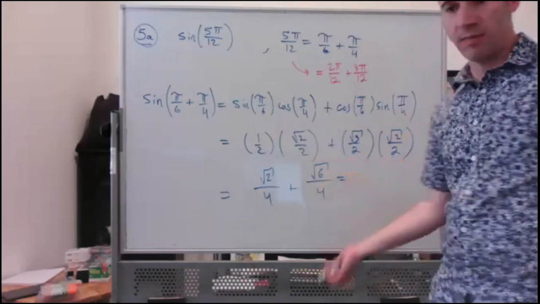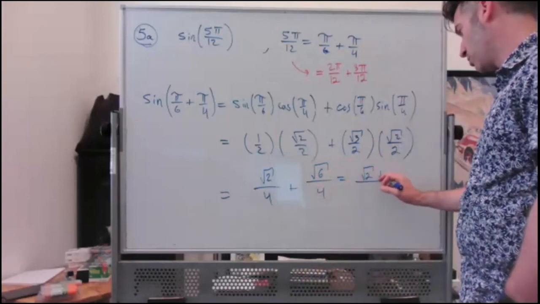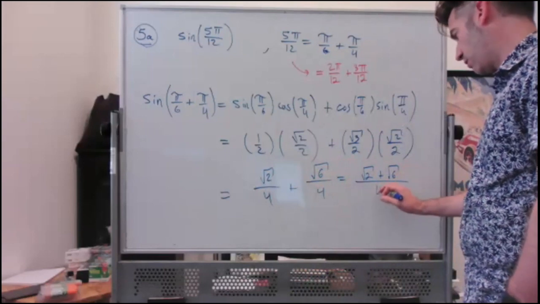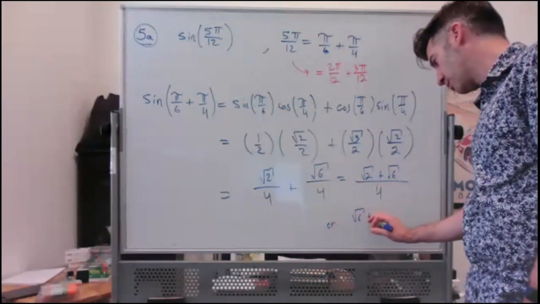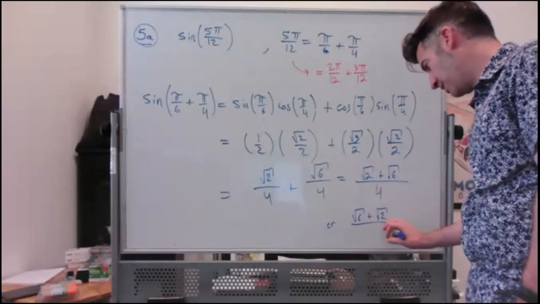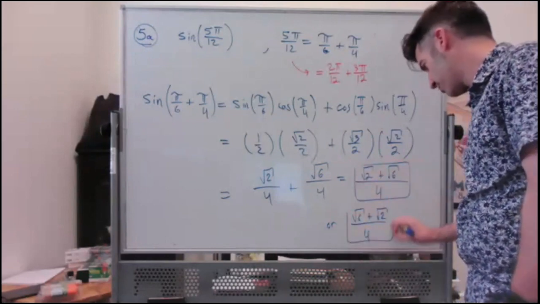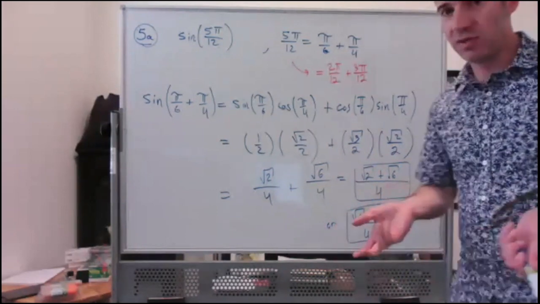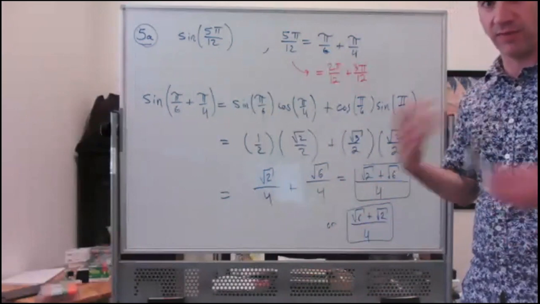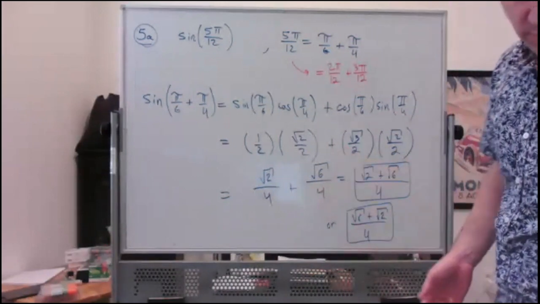And then we can combine this in one fraction where you get root 2 plus root 6 all over 4. Or if you prefer, root 6 plus root 2. It does not matter which way you write. They're both correct. I usually default to writing the positive one first if there's a positive term and a negative term, but they're both positive here, so either way is fine.